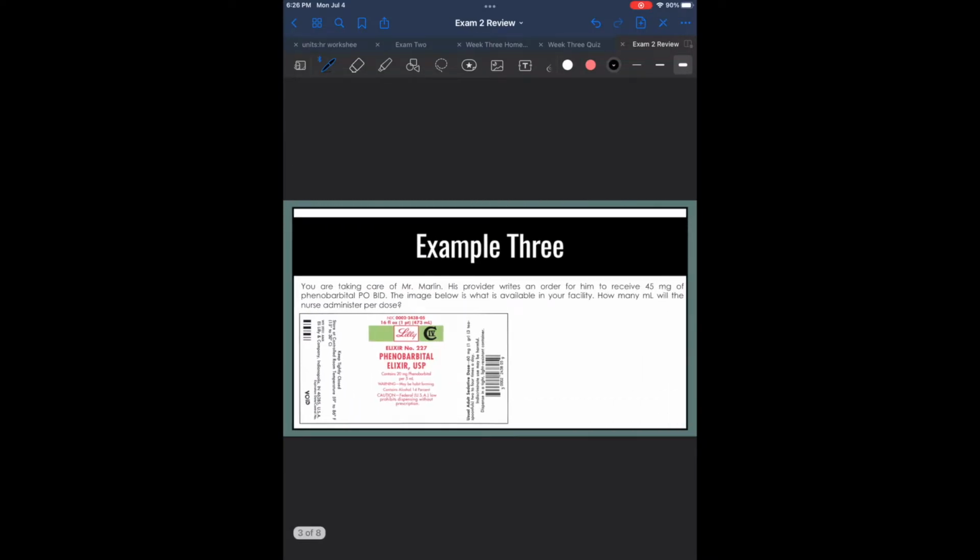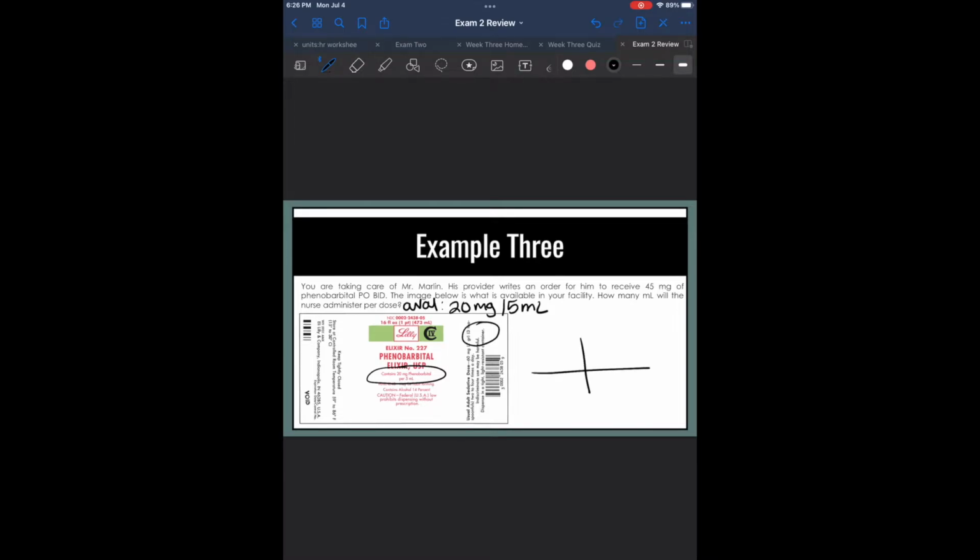All right, moving on to example 3 here. So now we're taking care of Mr. Marland, and his doctor wants him to get 45 milligrams of phenobarbital PO 2 times a day. Same thing as the last 2. Our label here is what we have available in our facility to use, and we want to know how many milliliters we're going to administer per dose. So looking here, this phenobarbital elixir has a concentration of 20 milligrams per 5 milliliters. So let's write this up here so it's easier for us to see.